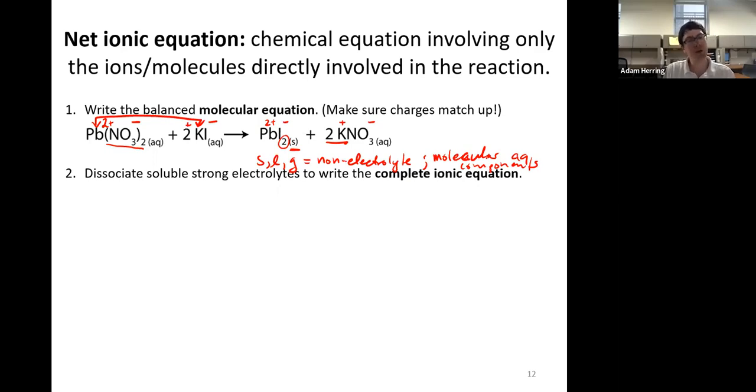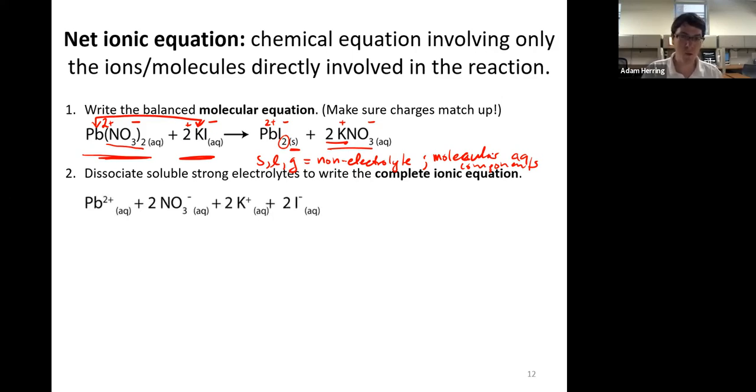And so you need to be able to differentiate between our strong electrolytes, which are listed here, which are made up of ionic compounds, and our non-electrolytes, which include ionic compounds or molecular compounds that are solids, liquids, and gases, or that are aqueous but are made up of covalent bonds only. So we dissociate the lead nitrate, the potassium iodide. The lead iodide stays together because it's solid, and we dissociate the potassium nitrate.